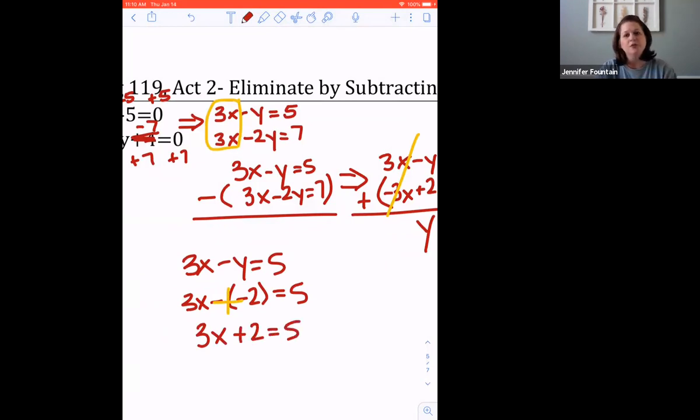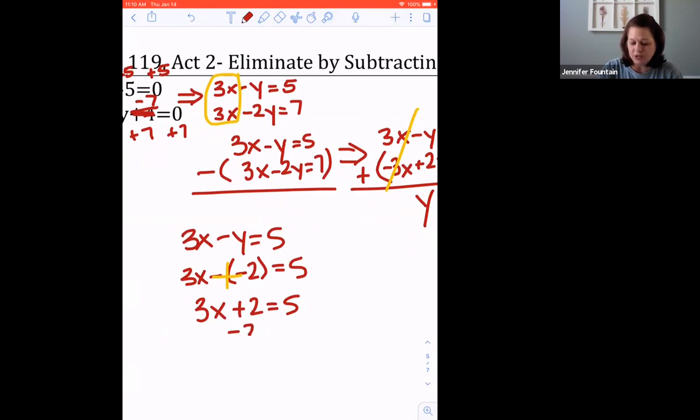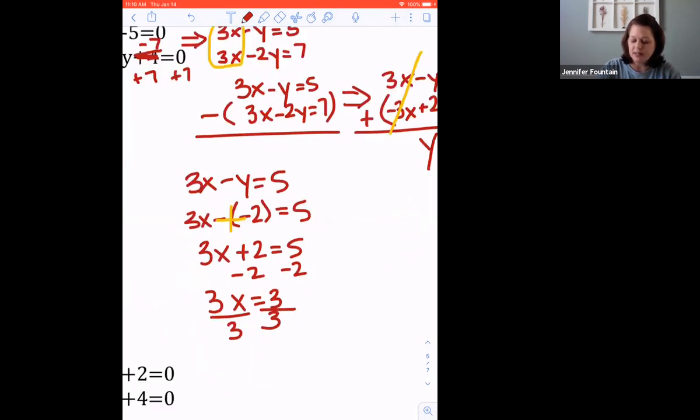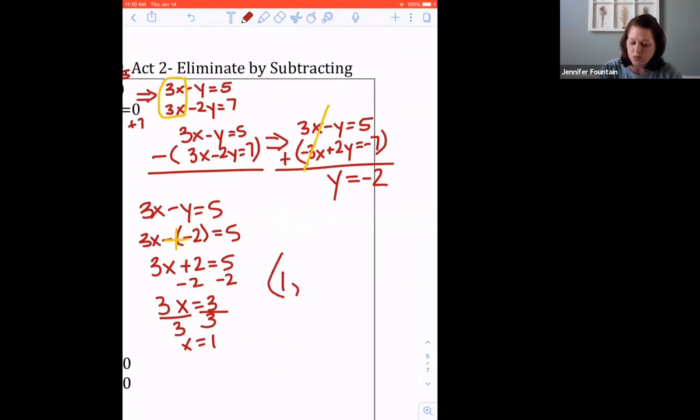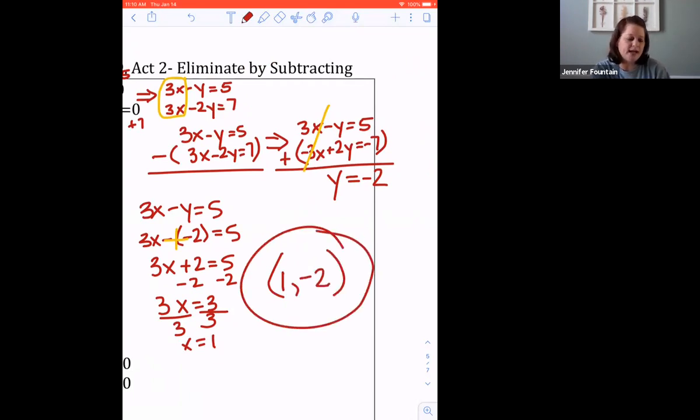Now I've got to start solving for x. The first thing I need to do is take away 2 from each side. And 3x is equal to 5 minus 2 is 3. So now I have 3x equals 3. So that means I need to divide each side by 3. And so x is equal to 1. So my ordered pair solution, x is 1, y is negative 2. So there is my solution for activities 2, the first one. Any questions on that?